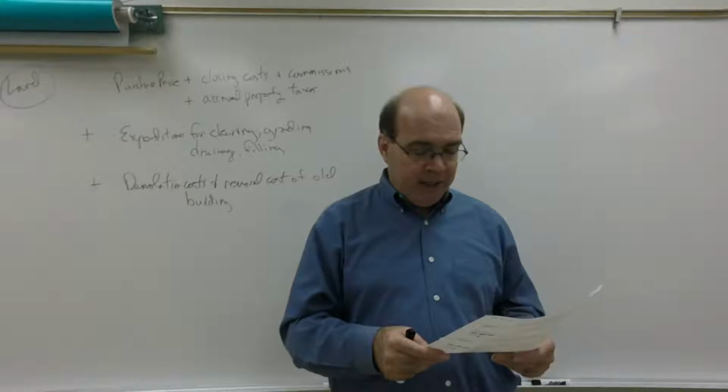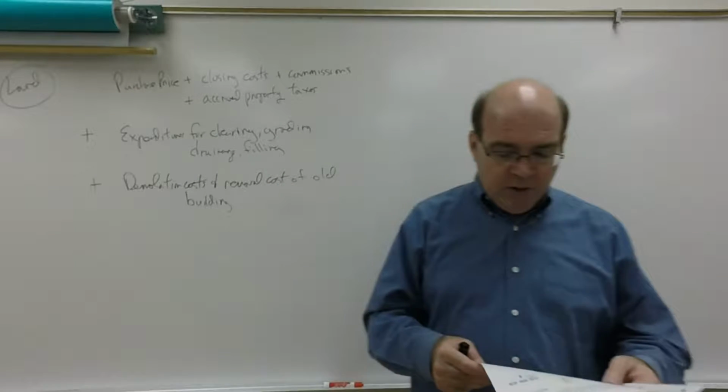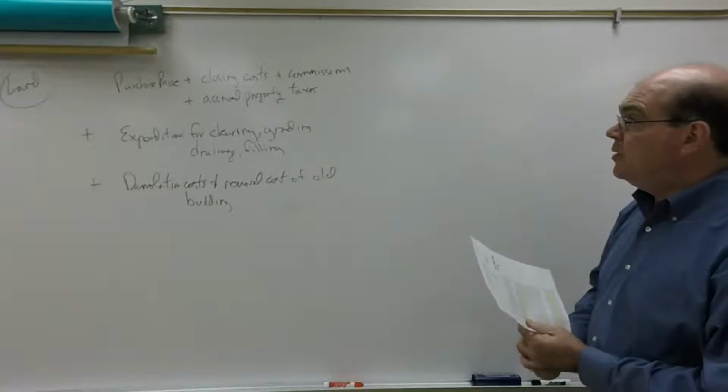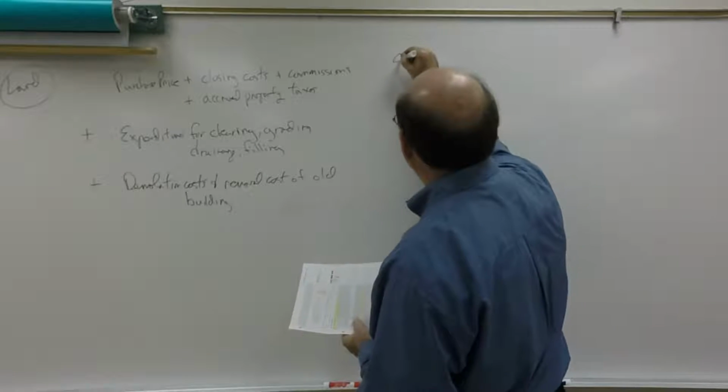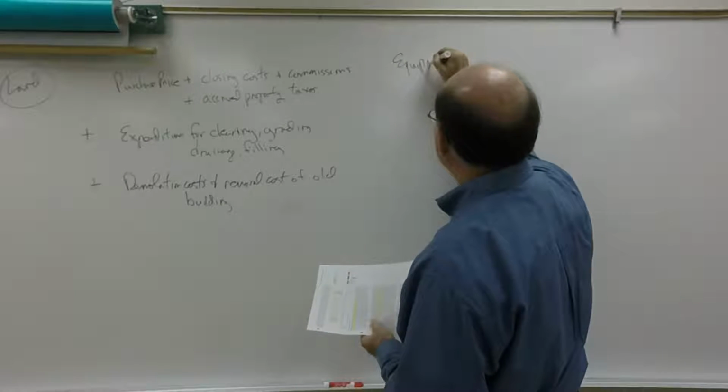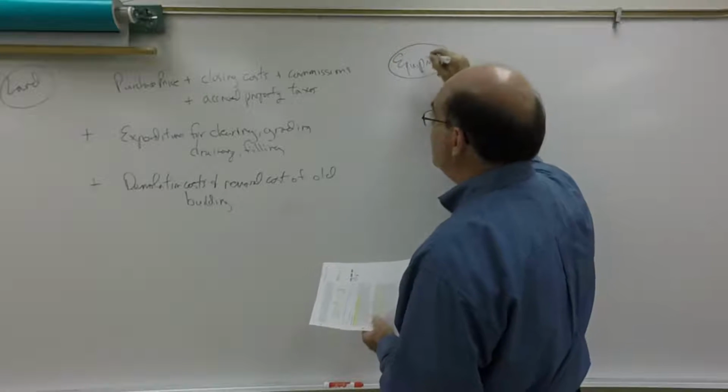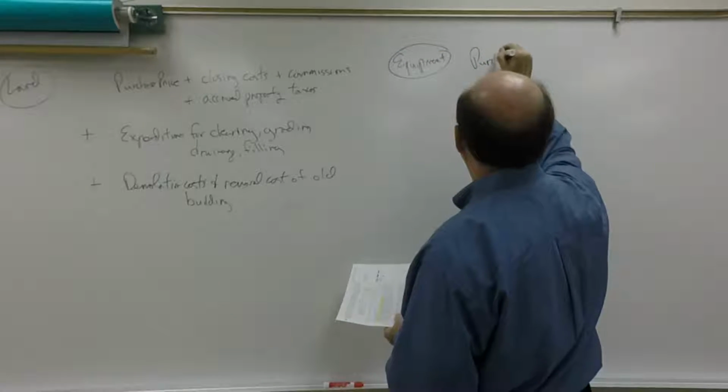On the bottom of 399, they talk about the equipment. Now, the equipment is where it actually gets to be kind of interesting because when you have equipment, usually we think, oh, we're going to just pay what the purchase price is, right? So that's going to be the purchase price.